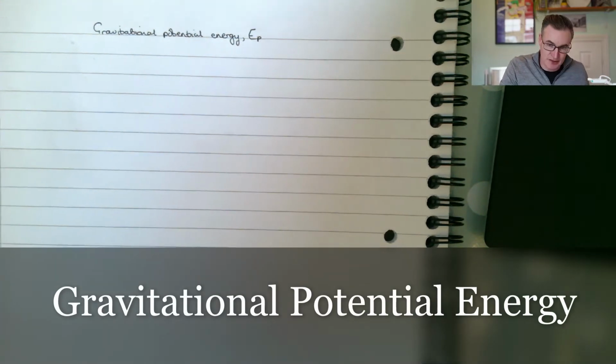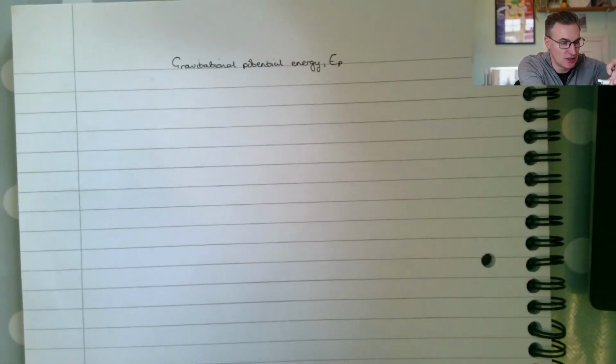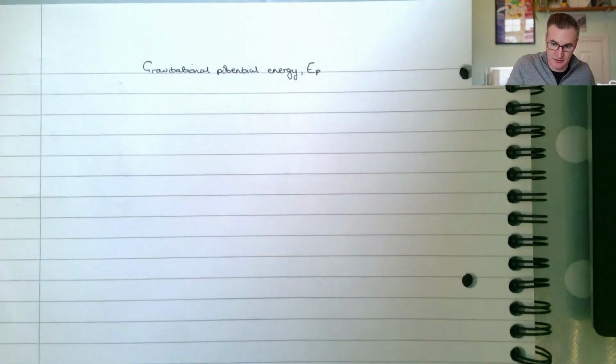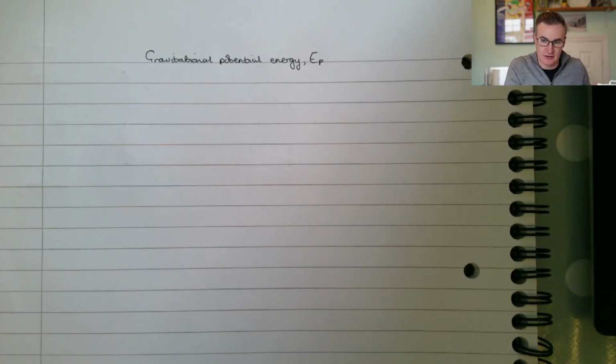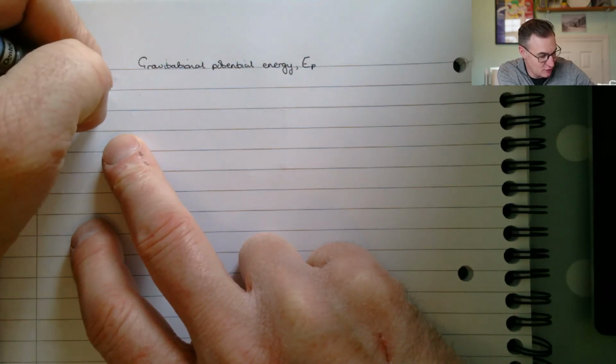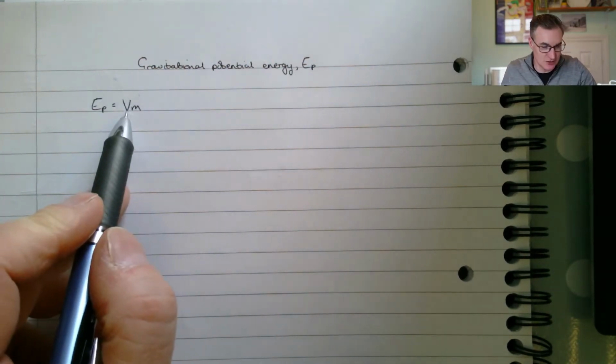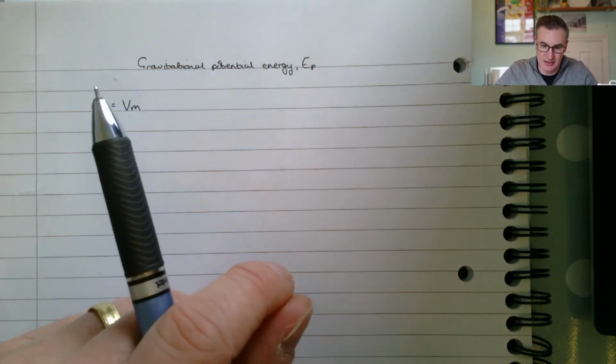So gravitational potential energy now. We have gravitational potential as the work done in bringing the unit mass from infinity to a point in the field, and your gravitational potential, V, was defined as the joules per kilogram. So if you multiply joules per kilogram by kilograms, you'll get joules, which is what we want. Again, this is massively oversimplifying. So EP, we're just going to say, is Vm, gravitational potential multiplied by mass.